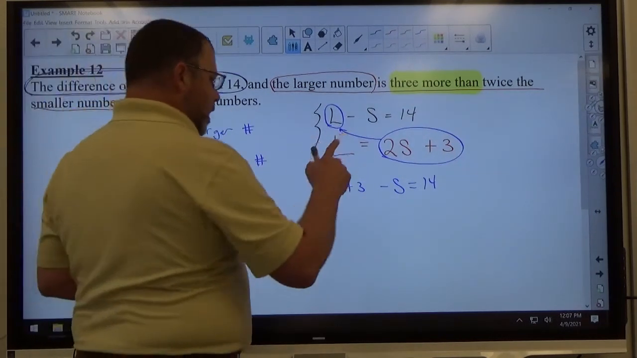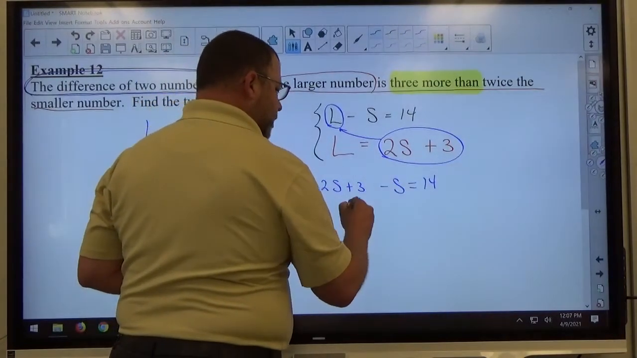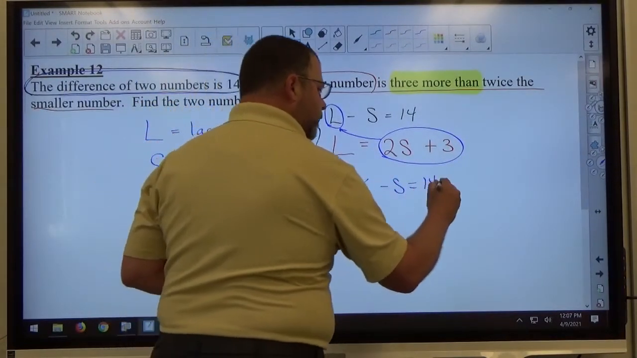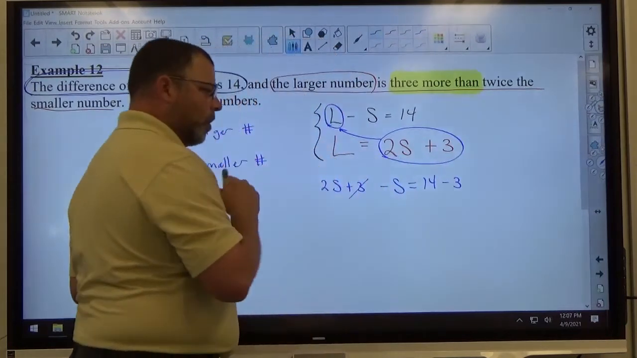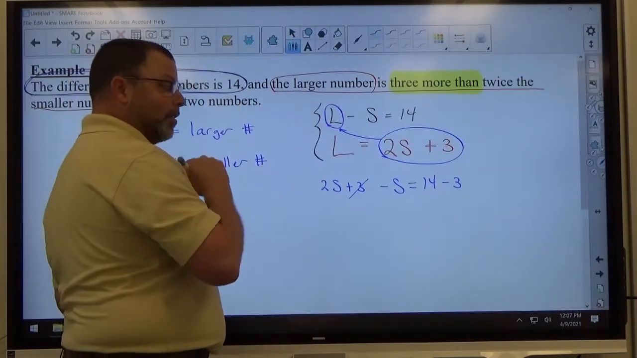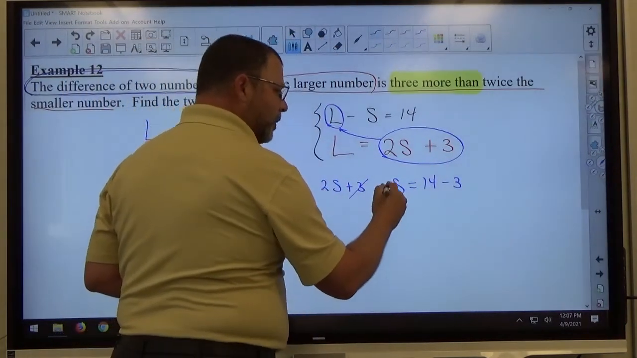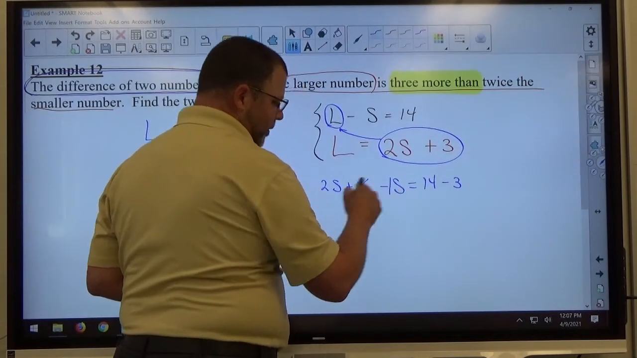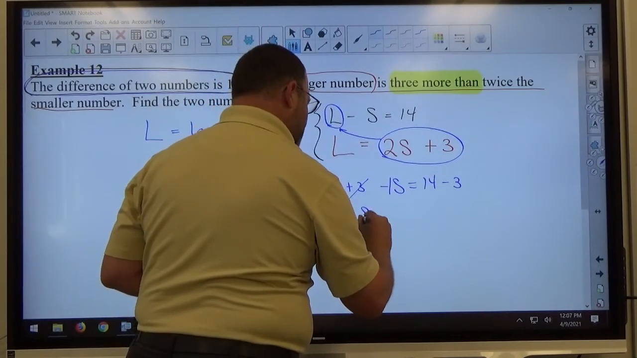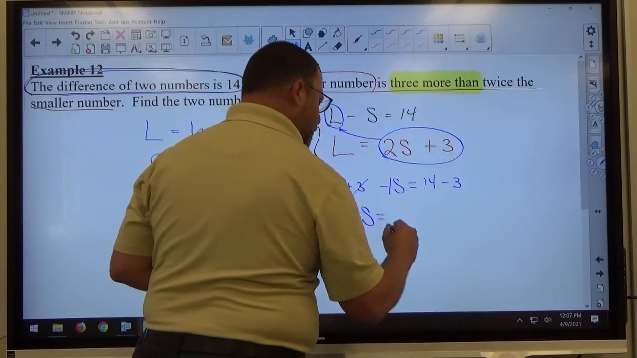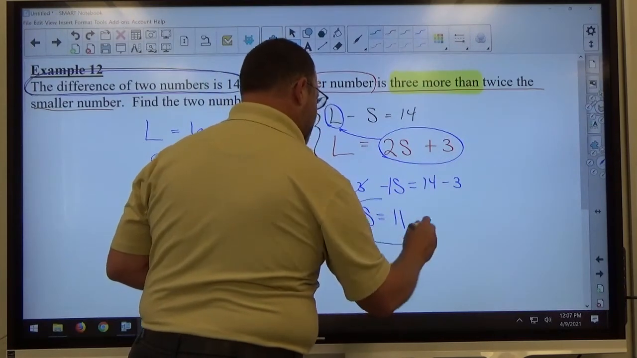So 2S plus 3 minus S equals 14. I'm going to chop the 3, move it to this side. So everything S is on the left, everything not S is on the right. This is 2S, this is being subtracted, it's 1S. So 2S minus 1S is 1S, better known as S. 14 minus 3 is equal to 11, so that's what S equals.